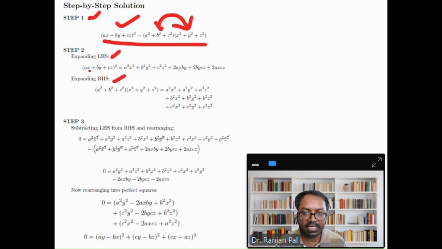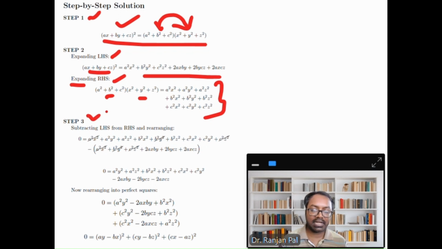The LHS can be expanded by applying the identity x plus y plus z the whole square, and accordingly coming up to this expression. Likewise, expanding the RHS, we can multiply these two expressions and this is where we arrive at. Now, in step 3, let's subtract the LHS from the RHS. Then we can observe that there are some terms in common which can be cancelled out, and you arrive at this expression.